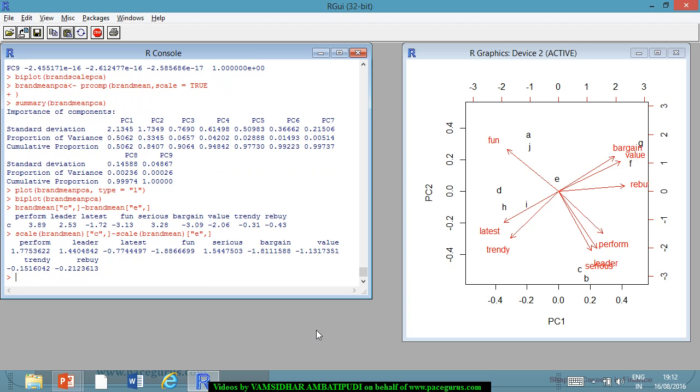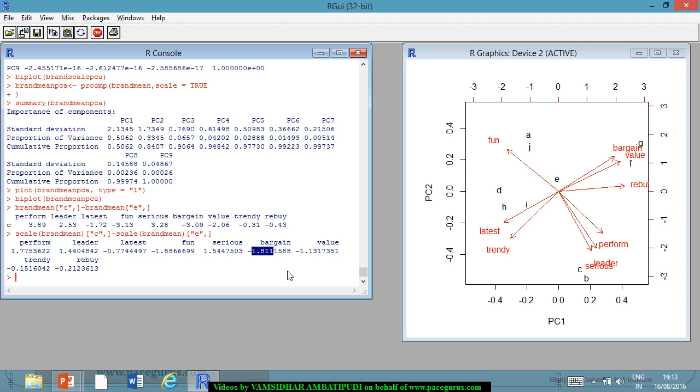Yeah, so here it is coming out that when I'm comparing C versus E, C is much higher in terms of performance, 1.77, so I have to improve on the performance layer. I have to improve on the leadership. Compared to C, I am much better as E in terms of latestness, in terms of fun. My E is much better compared to C. Seriousness, I have to improve. Bargain-wise, I am much better off.